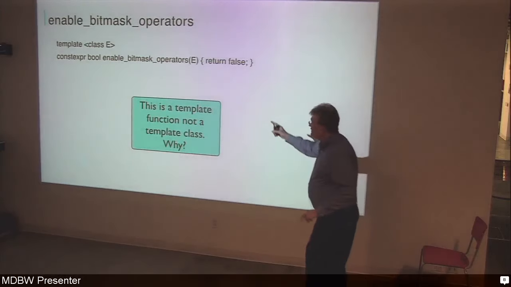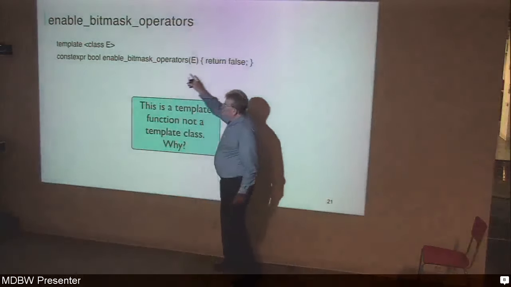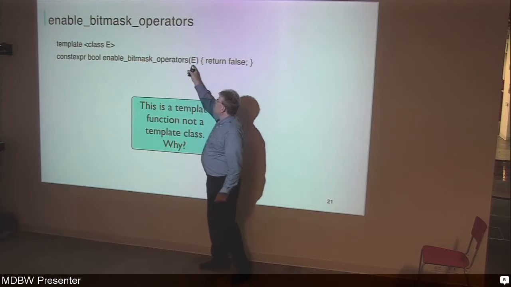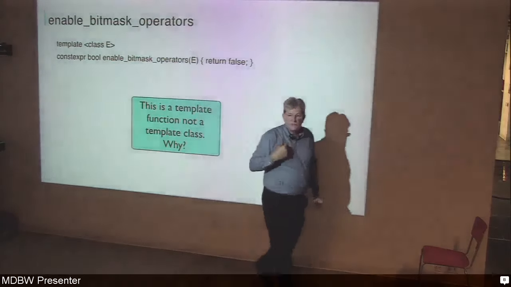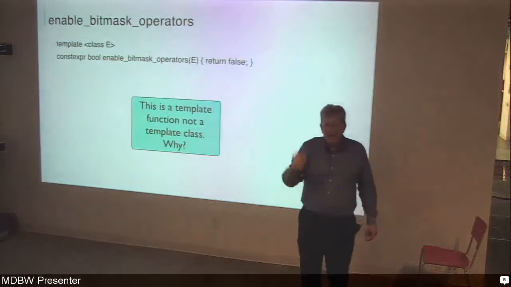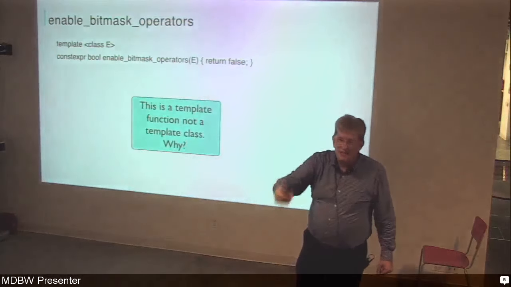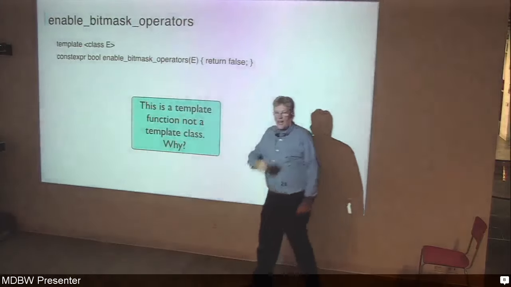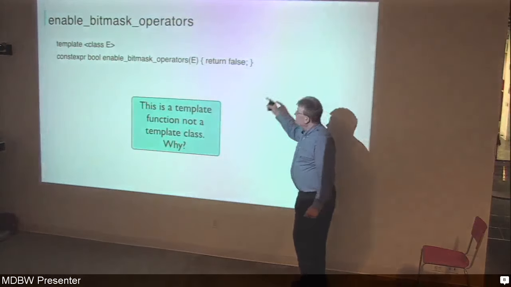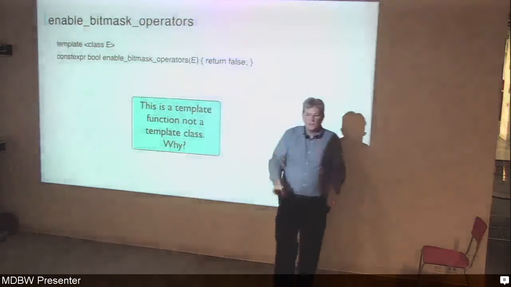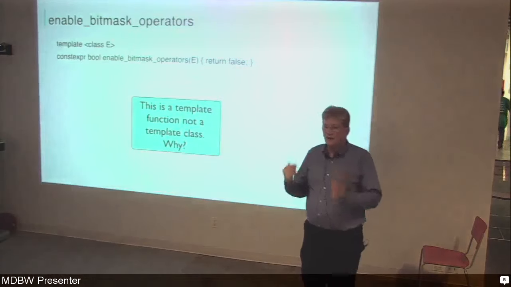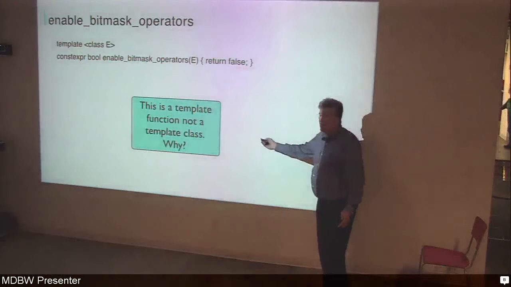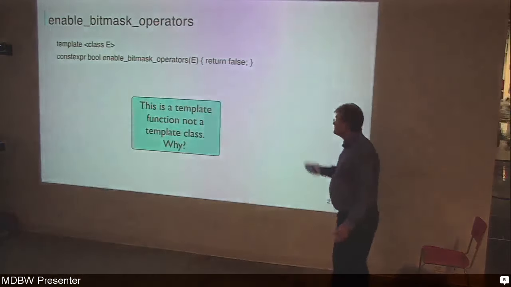Exactly. If this was a type, we could specialize it. We could say, I want to specialize this where E equals my enum that I want to be bit maskable. But if I did that, it would have to be in the same namespace as the original declaration. However, if I make it a function, I'm not specializing it, I am overloading it. We'll see how that's actually done later, but that's the key. That's why function instead of a template class.